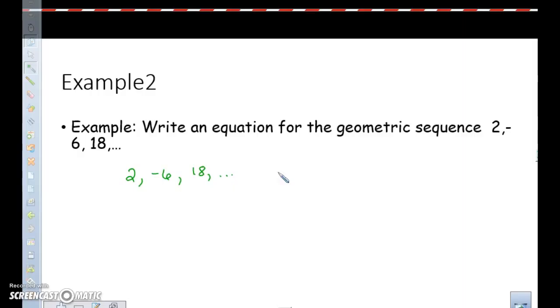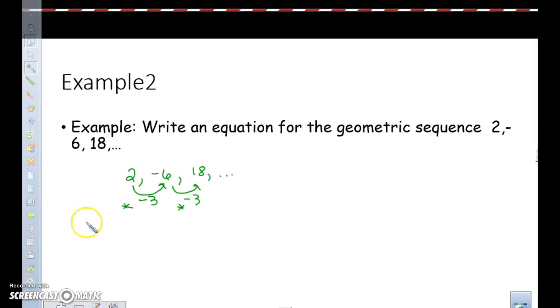All right, so it says it's geometric, so that means that there's a multiplication happening to get to the next number. What are we multiplying by every time? Negative 3, good. We're multiplying by a negative 3. Remember, a negative times a negative is a positive.